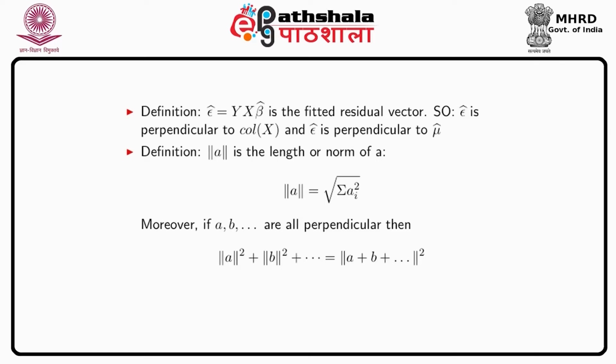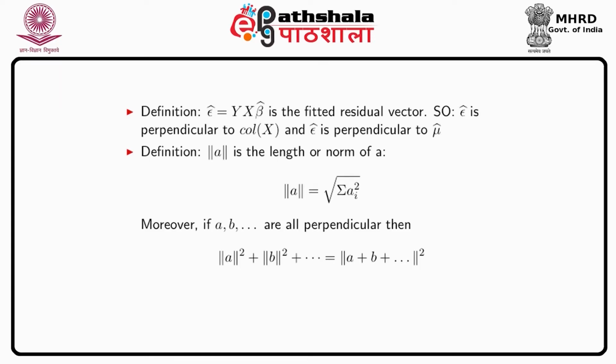Now, a very important and very common definition is that of the residuals, or the epsilon term, which appears in most of the linear models. So epsilon hat, which is the estimated error or residual, equals y minus x beta hat, is the fitted residual vector. So epsilon hat is orthogonal to the column vectors of x, and epsilon hat is orthogonal to the estimated values of y.